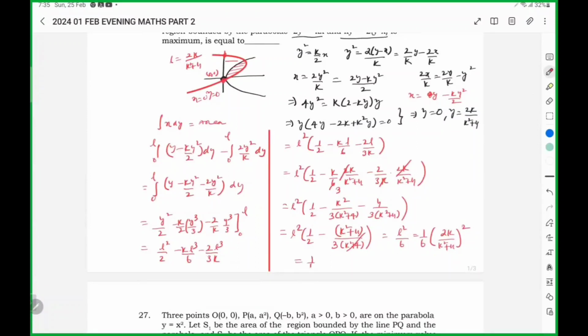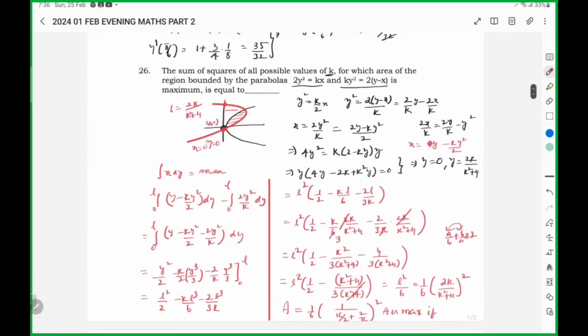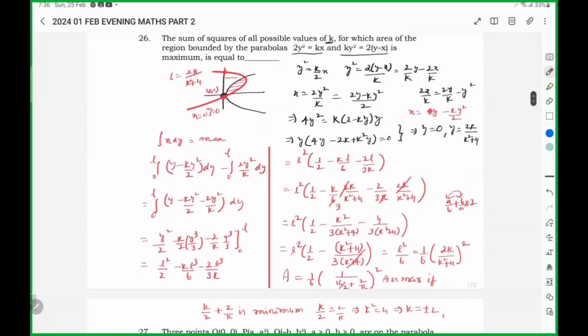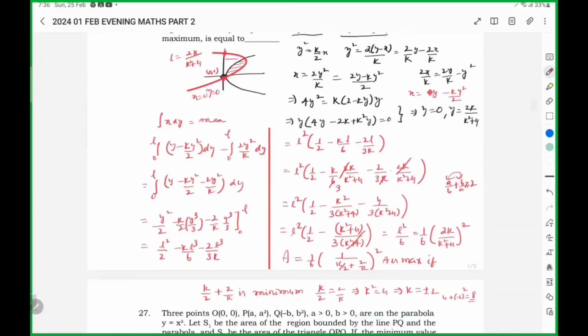So it is in the format 1 by k square by 2k plus 4 by 2k. It is of the format a by b plus b by a. That minimum is when a equal to b. Then you will get the total function as maximum. So area is maximum if k by 2 plus 2 by k is minimum, which is possible when this k square is 4. He is asking the sum of squares of k values, that is 2 square plus minus 2 whole square. Answer is 8.